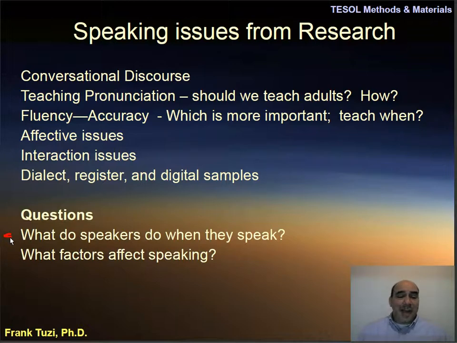Adults have different affective issues than younger kids. They have more pride, more fear, more fear of being ridiculed, and so they tend to have a higher affective filter when it comes to speaking. You've got to find some way to deflate that so that they feel at ease speaking, making mistakes, and having fun when they're learning language.